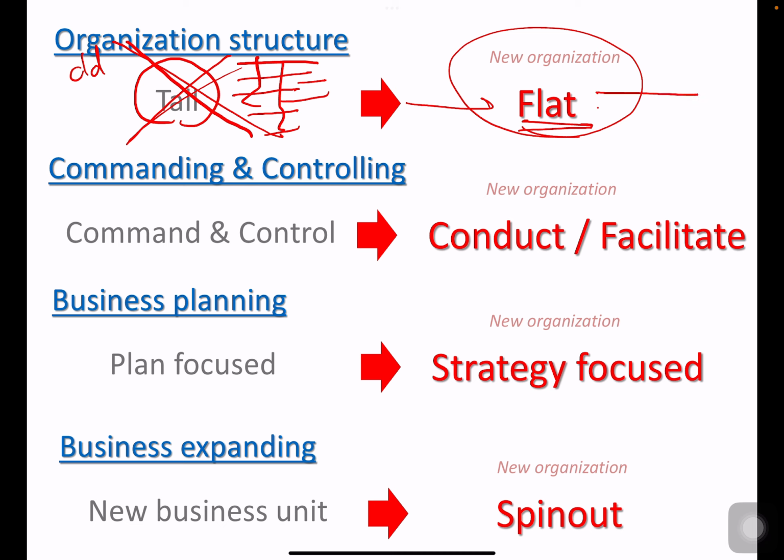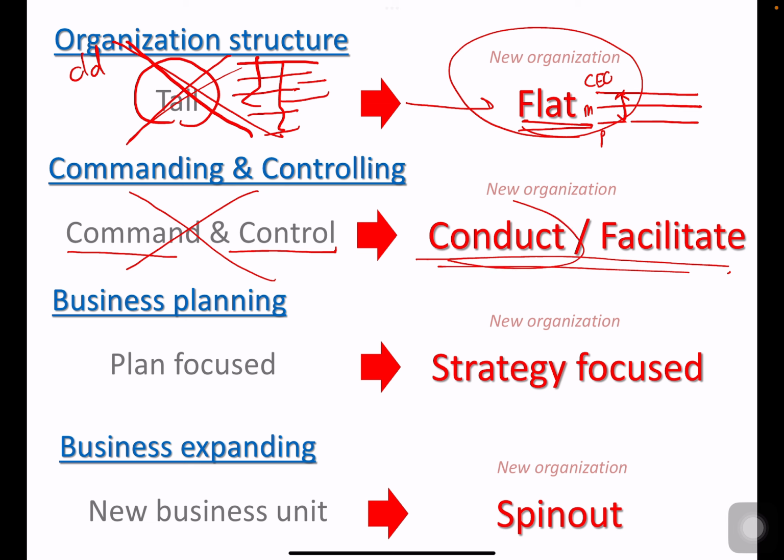A flat organization usually has, let's say, 3 levels, okay? A practitioner, a middle manager, and the CEO. That's it. The knowledge or the information is going to flow. The second, we don't want to have a process of command or control. We would like to have a conductor, and the people can have a process that facilitates a team, to let the team show the performance.